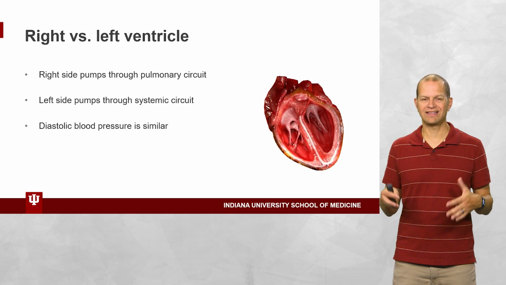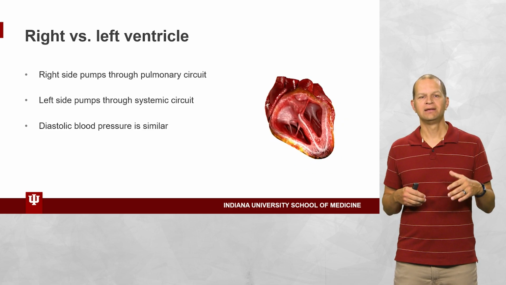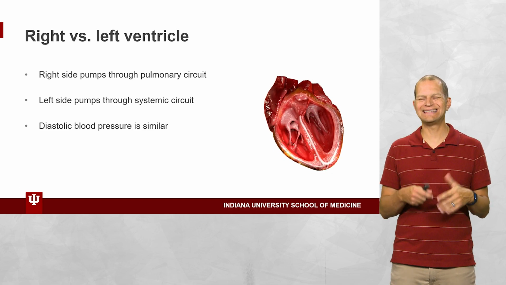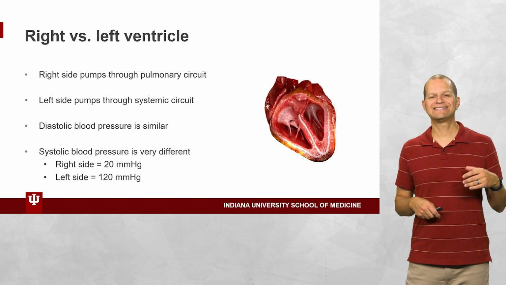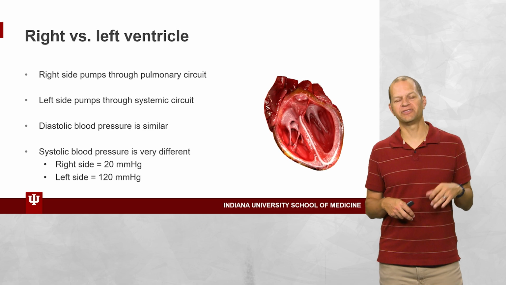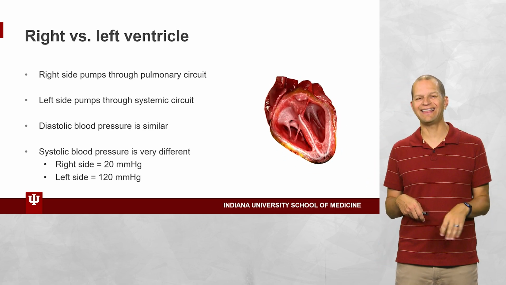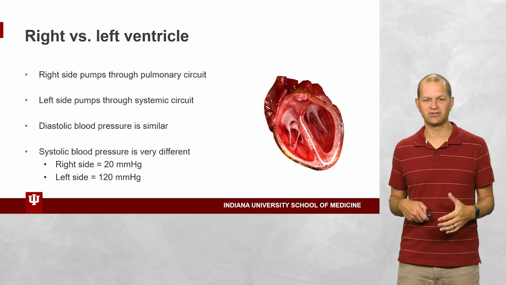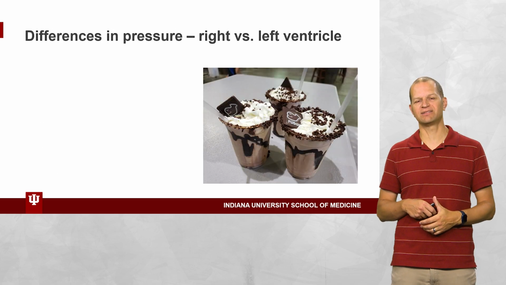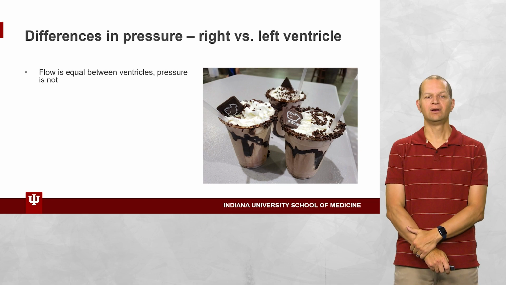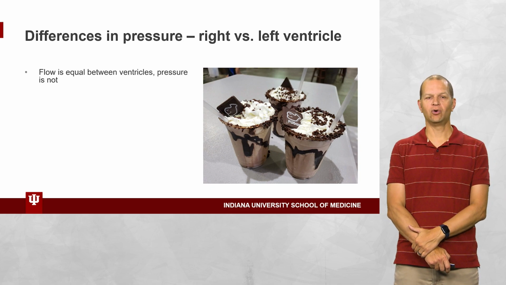Diastolic blood pressure, the pressure when the ventricle is relaxing, is about the same in the ventricles. It gets really low. However, the systolic blood pressure is very different. The right side pumps at a pressure of about 20, whereas the left side is at 120. That's 6 times. So why do we have such big changes in pressure? Well, flow is equal, so that's not the issue, and so pressure is not the cause.